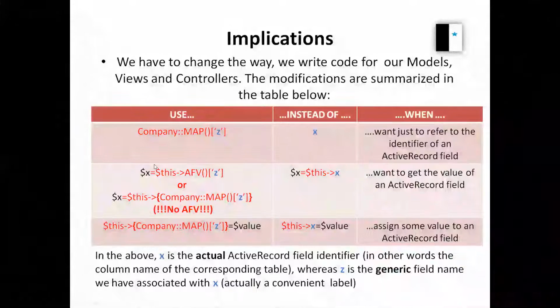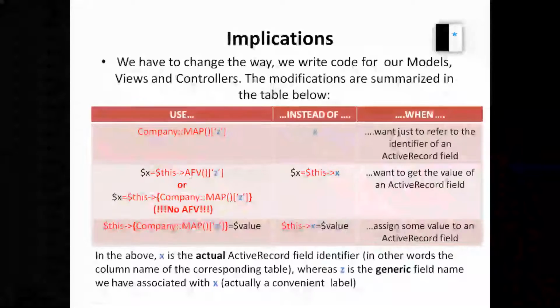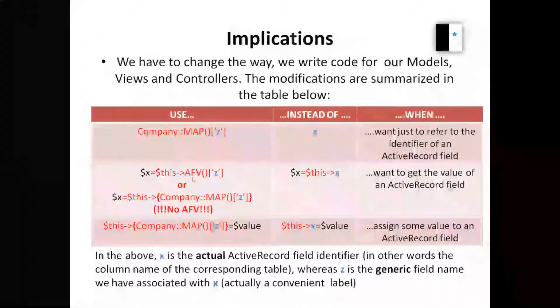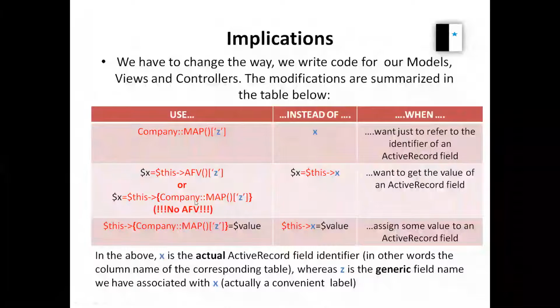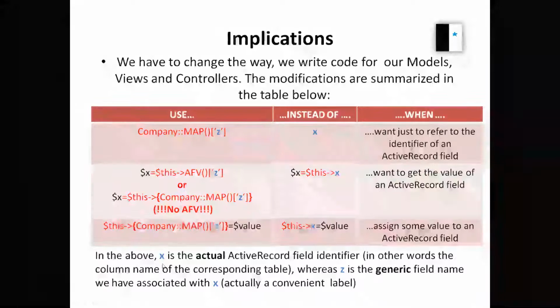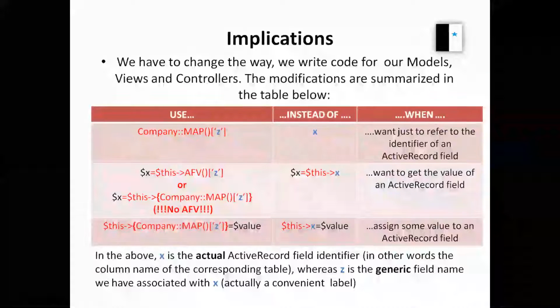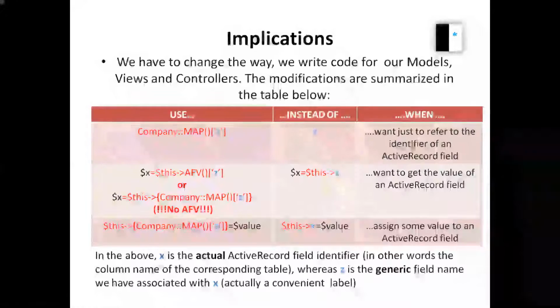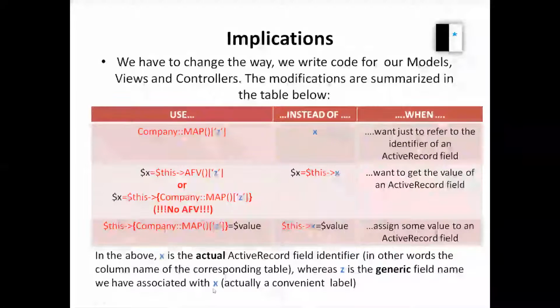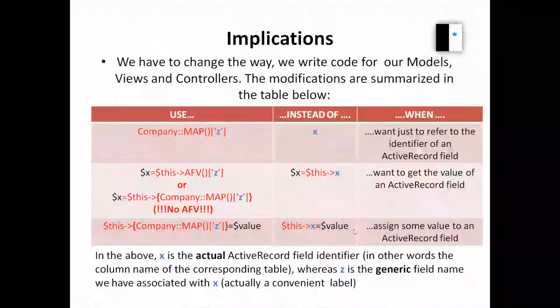The second row is a bit of interest, because you can have the same effect either using the AFV function or without using the AFV function. However, it's a bit more verbose. In all the above, X is the actual active record field identifier, in other words, the column name of the corresponding table, whereas Z is the generic field name we have associated with X, actually a convenient label.